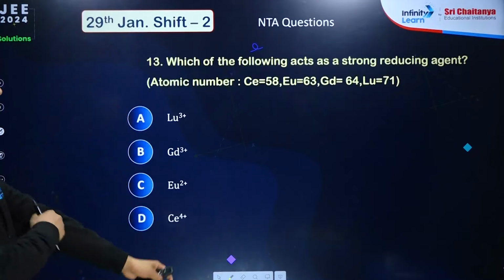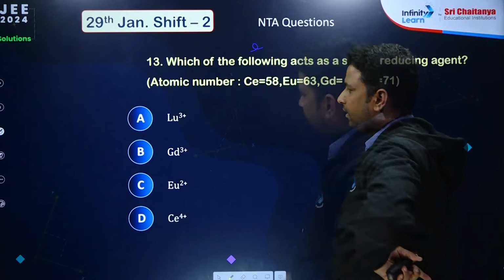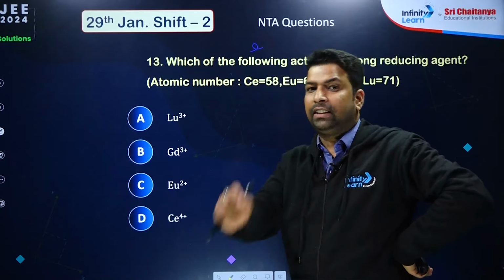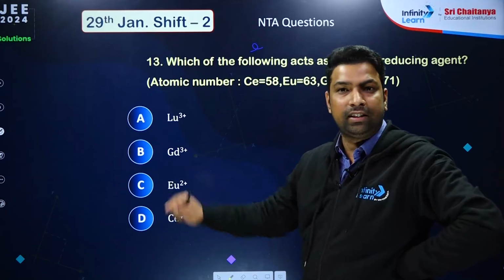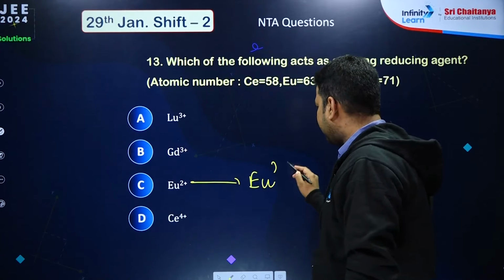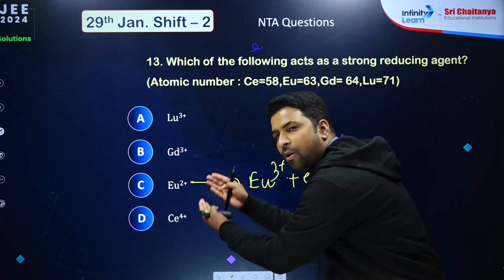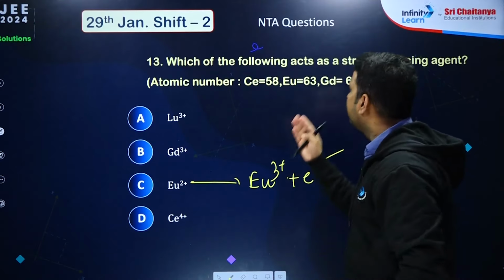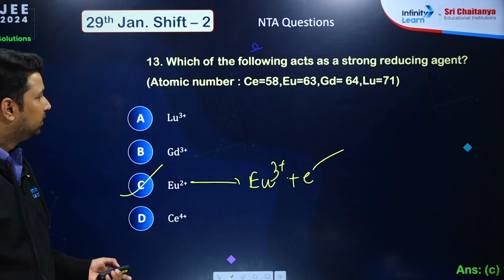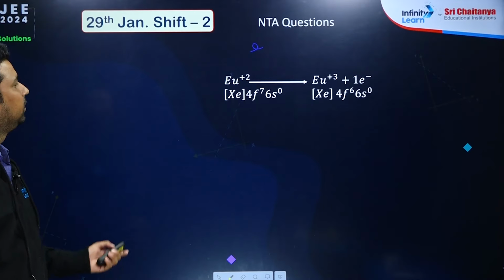Okay. Question number 13. Which of the following acts as a strong reducing agent? C. It is the lanthanoid series. Lanthanoid ions. The common oxidation state of the lanthanoid series is +3. It is present in +2. It has the tendency to form +3 and it will lose 1 electron. And the component which loses electrons will be the reducing agent. So C will be your answer. So this was your question.